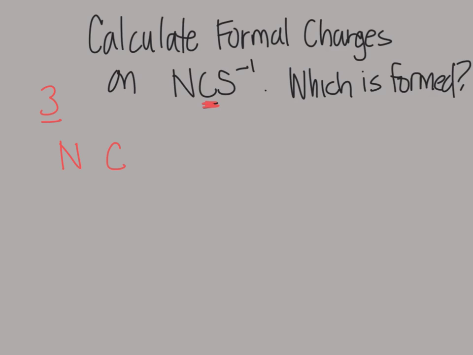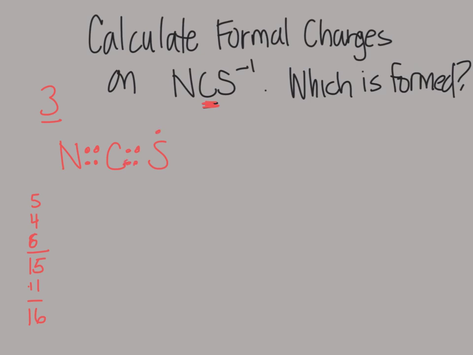So we have N, C, and S. If you do the math for your Lewis structure, N contributes 5, carbon contributes 4, and sulfur contributes 6. So I need 15, and I have a -1 charge. That means I'm adding 1. That gives me an overall of 16. When I plug in all of my molecules, I'll go ahead and draw the first one for you.